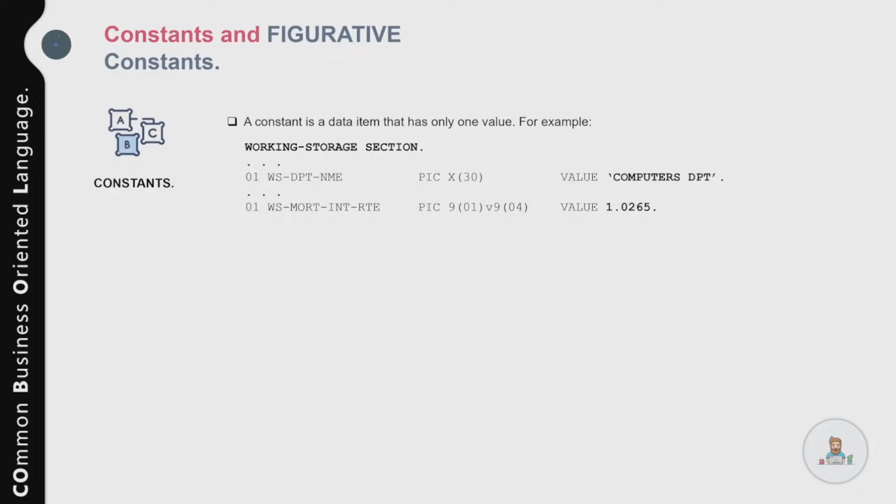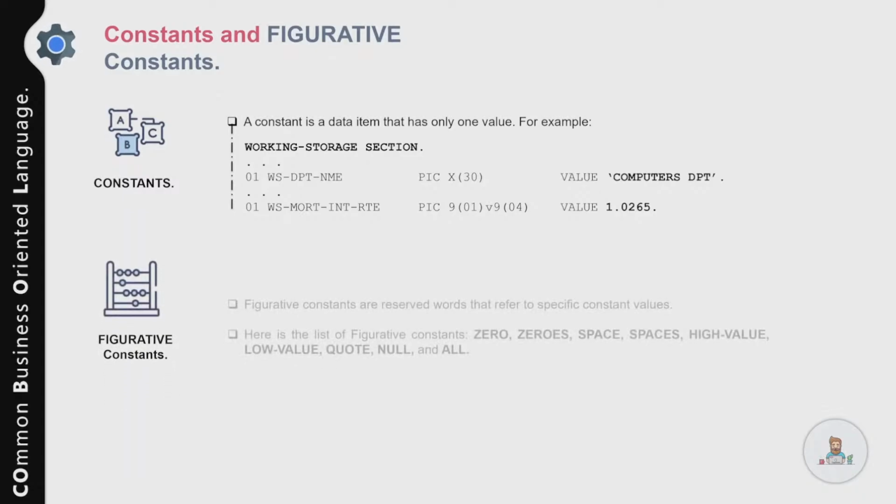And if you notice, I've defined these two variables in a working storage section. The initial value of these fields is assigned with the help of the value clause. And if you notice, for the department, I've assigned computers department, and for mortgage, I've assigned a value that is 1.0265. So throughout the program, I would be using these two variables, that is department name or mortgage interest rate, wherever I need the value of these variables in my business logic.